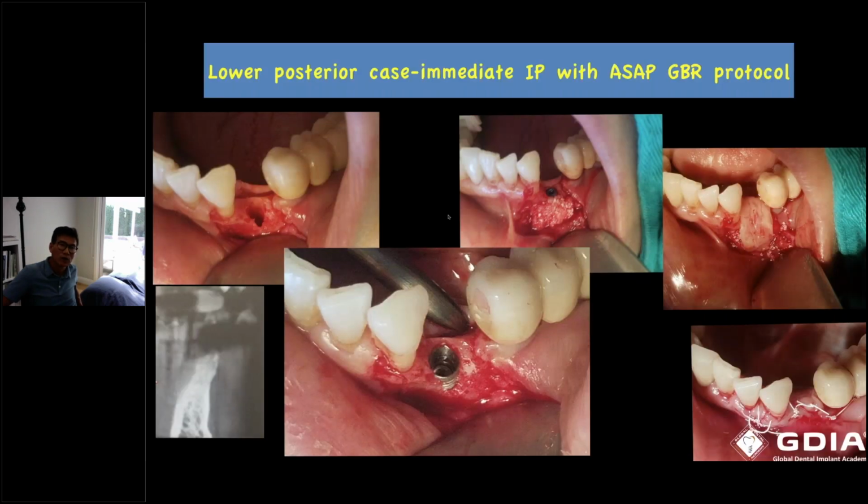How about a lower posterior case? Immediate placement with ASFP GBR. Again, the mandible anterior is very tough. Sometimes, always, I hate those kinds of situations, right? 3 to 4 threads just showing. So I don't want to go with the second, delayed approach. So I placed the implant, same time GBR, and I covered.